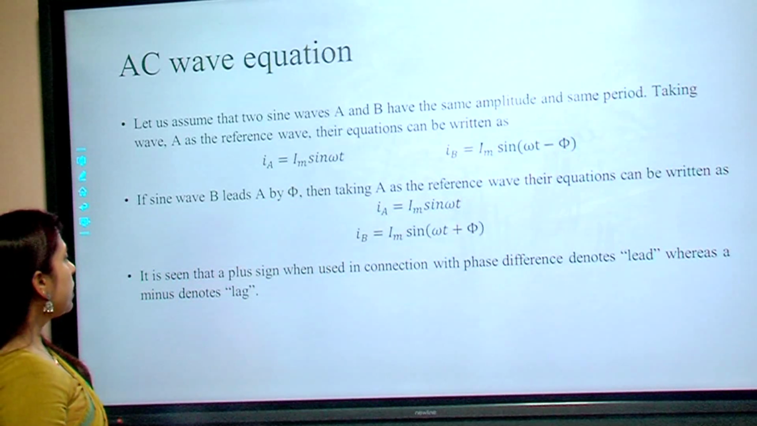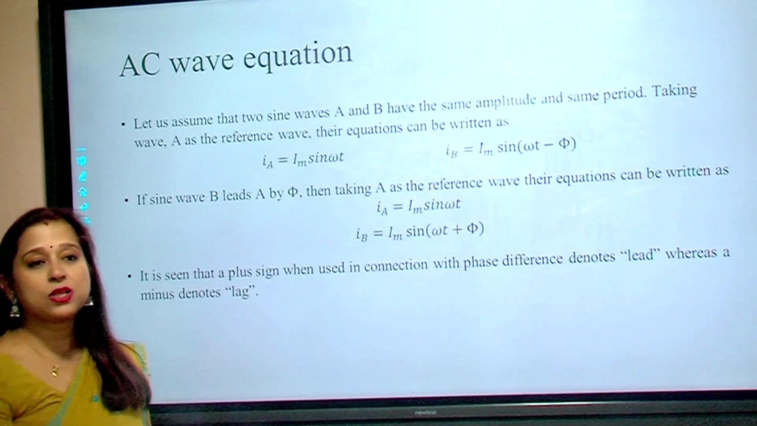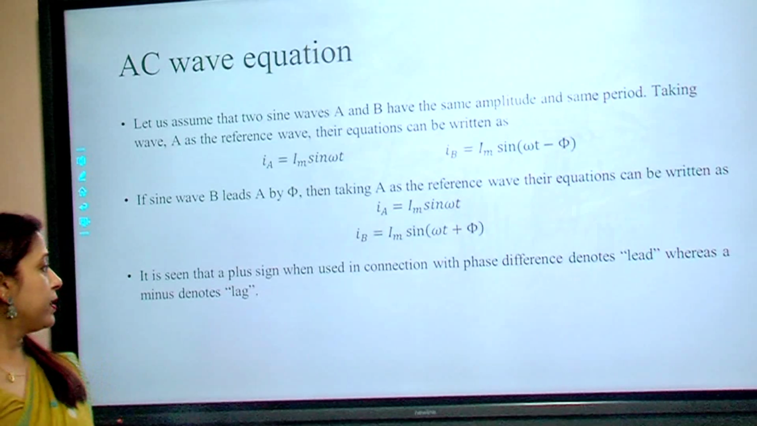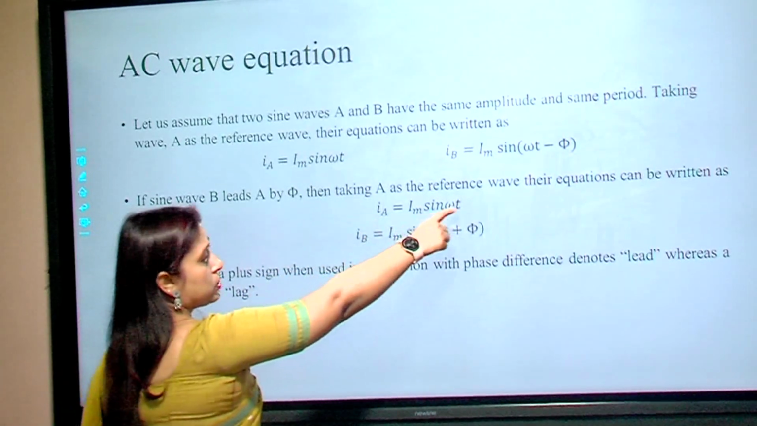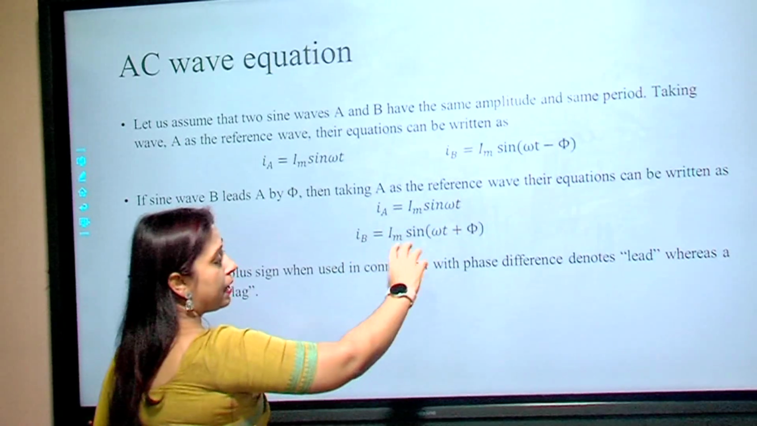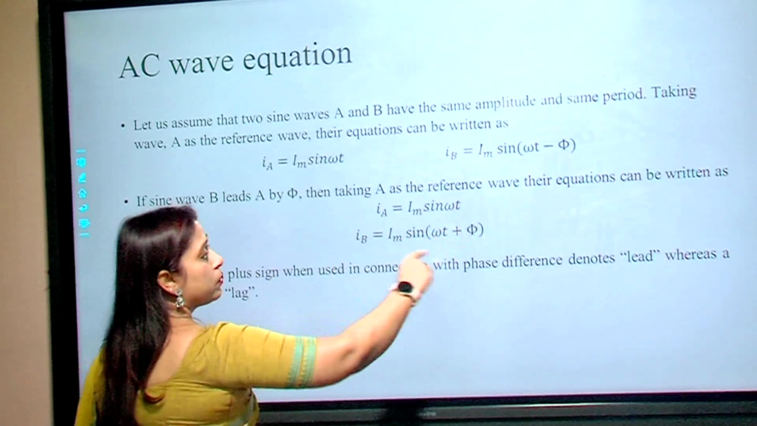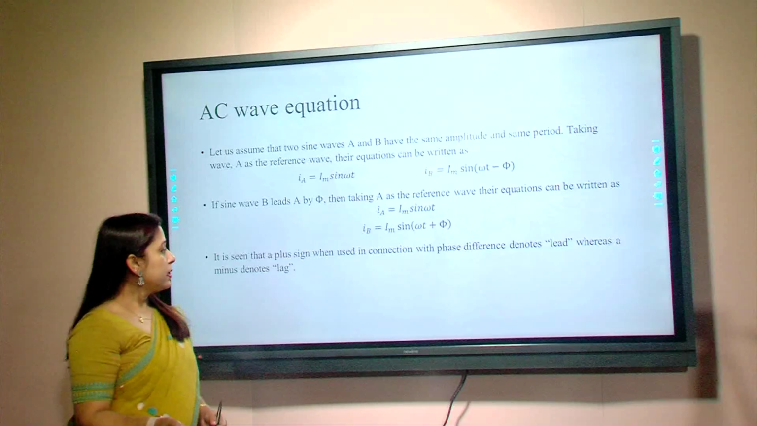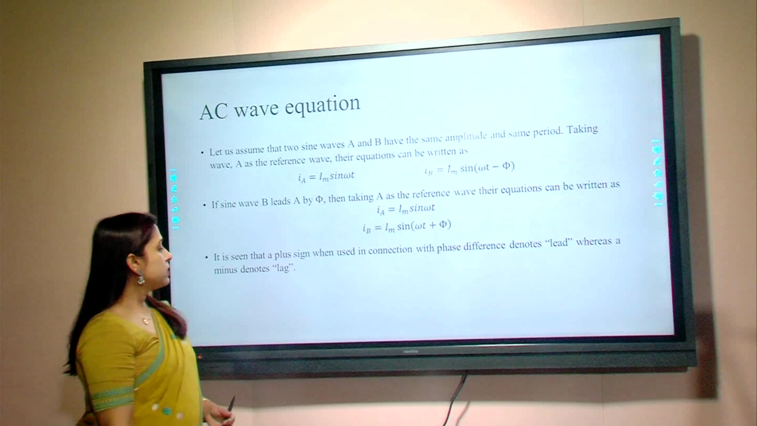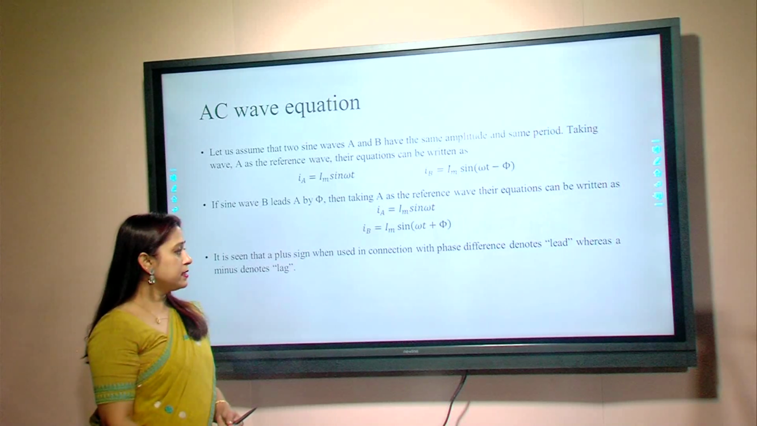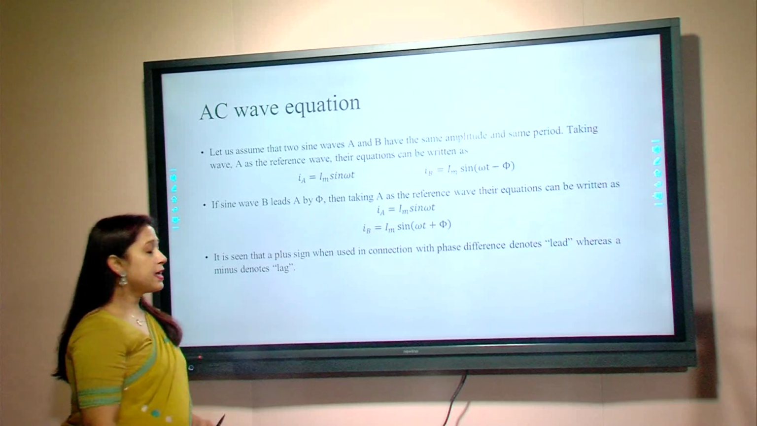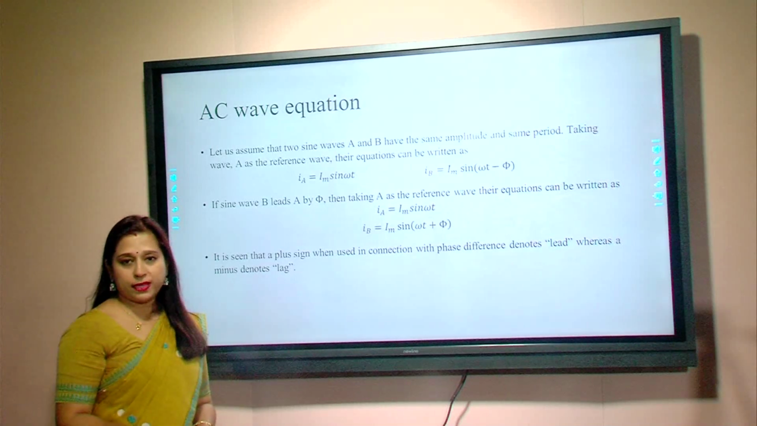Similarly, if we consider that B is going ahead of A, considering A as the reference point, we can write the equation for A as this one, and since B is going ahead of A by a phase of phi, this will be the equation for B. In case of the AC wave equation, a plus sign is used in connection with a phase which denotes the lead, while a minus sign means the lagging of the phase.